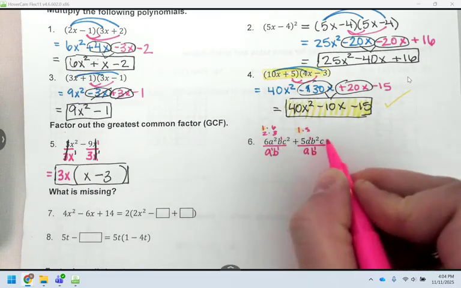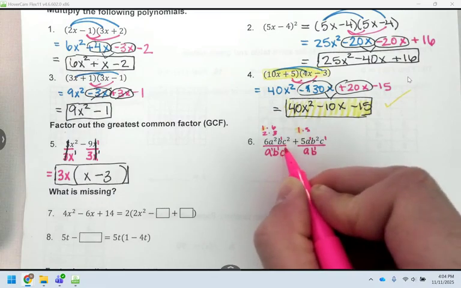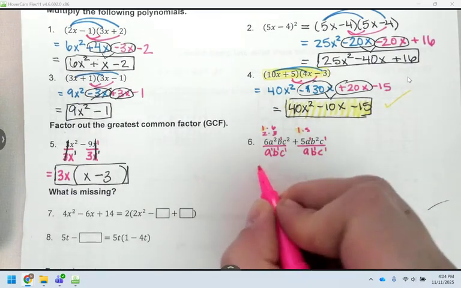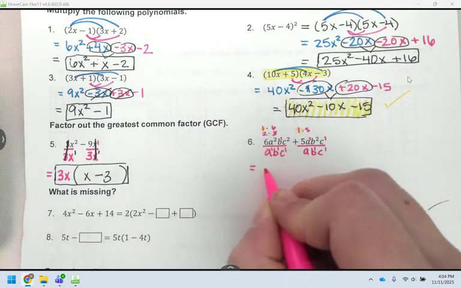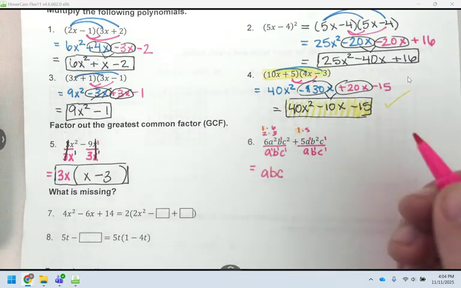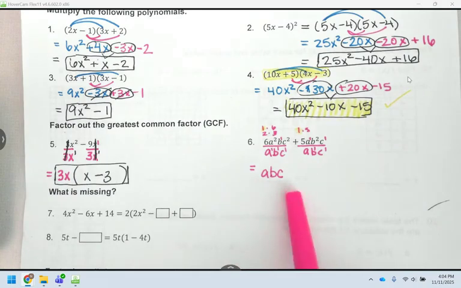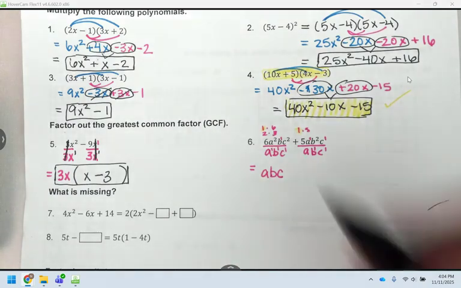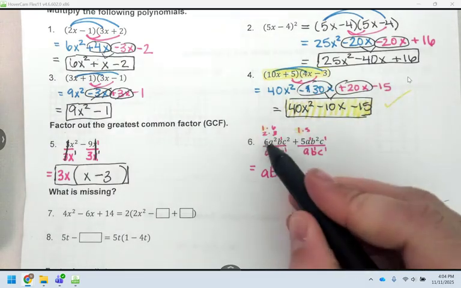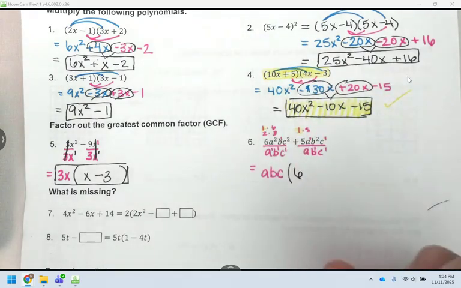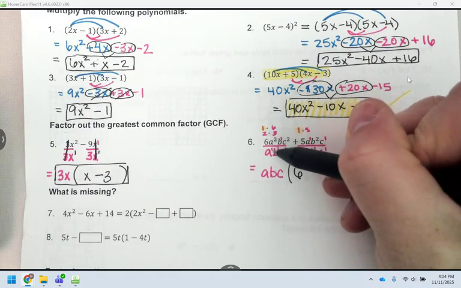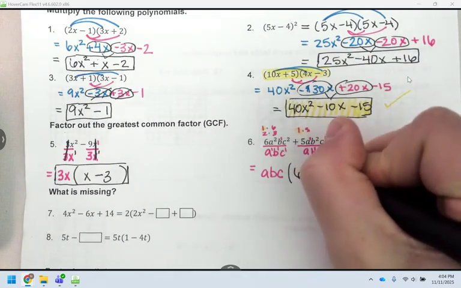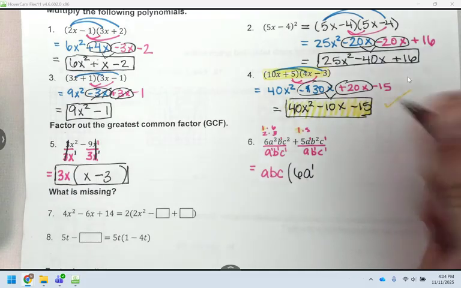Here we have 2 C's and 1 C. So we can only take 1 C out of both. And let's see what we're left with after we take out a factor of ABC. That 6 is not being divided by anything. A squared over a to the first. Subtract your exponents. That's going to be a to the first.